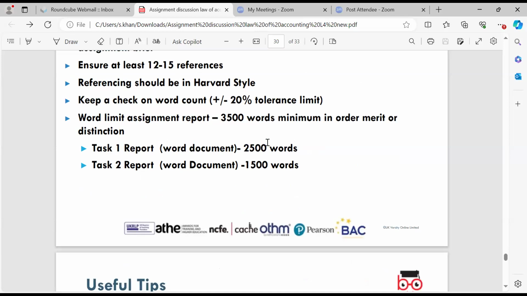Your task 1 needs to be 2,500 words, okay? And then task 2 needs to be 1,500 words. So for each task, you need to make sure you are limiting your words. For task 1, 2,500 words, and task 2, 1,500 words.